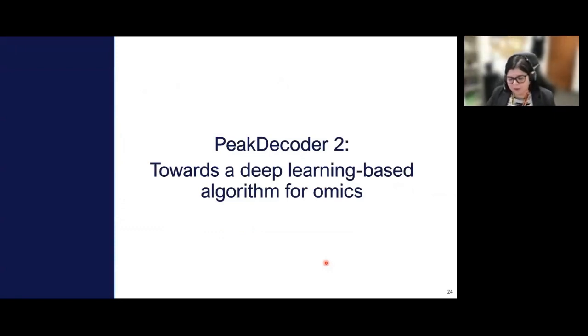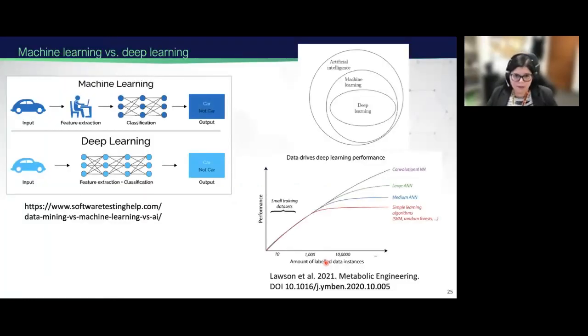Finally, I would like to talk about our current work developing PeakDecoder 2. PeakDecoder 2 is being developed based on deep learning. What is the difference between machine learning and deep learning? The main difference is that deep learning can detect more complex patterns in the data, and we don't need to perform this feature extraction step.